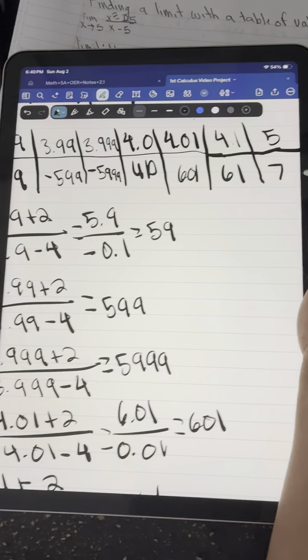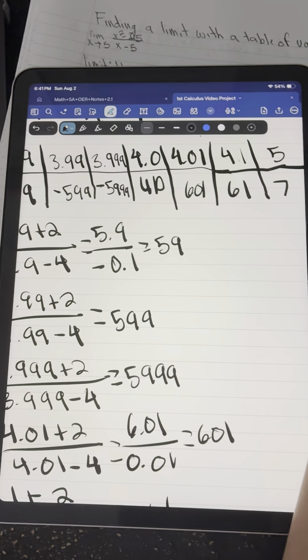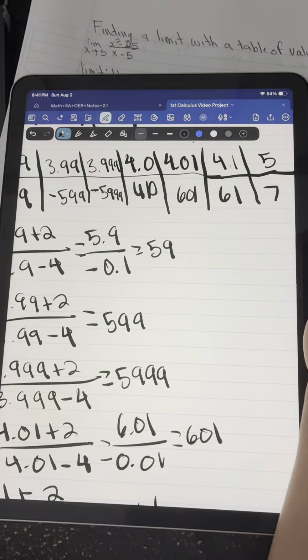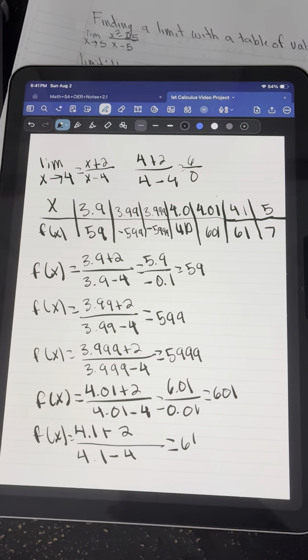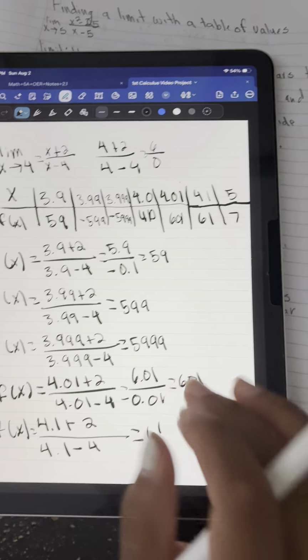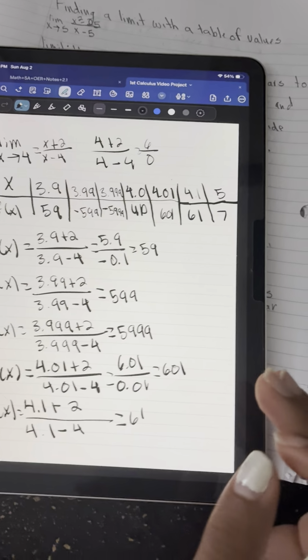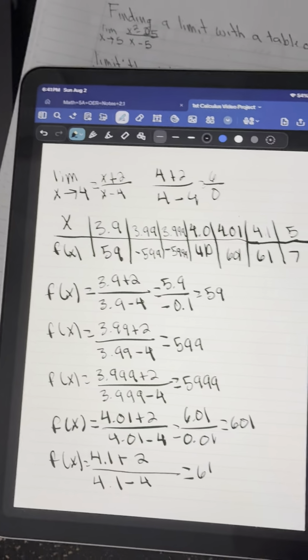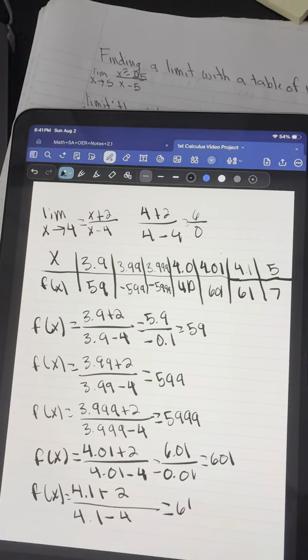So as x gets closer to 4 from the right, the values become larger and larger. So then from that, I can conclude that the right-hand limit is positive infinity. And then because both of the limits are different, I can conclude that the two-sided limit does not exist.